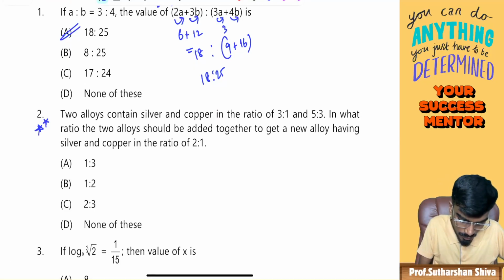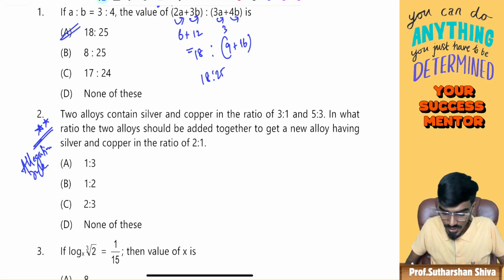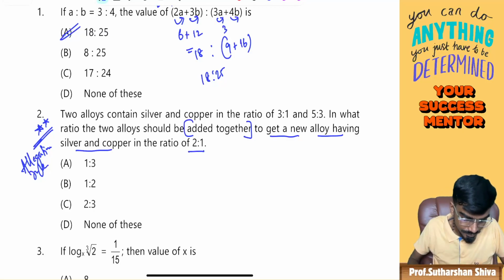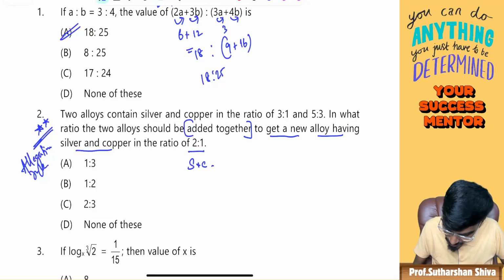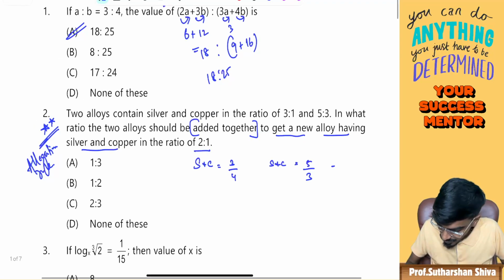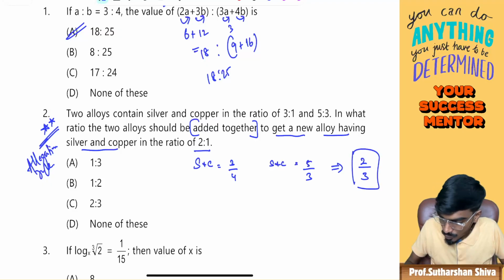Question number 2 is slightly a most important question, which is from mixtures and alligation. That is, we will be using the alligation rule. Two alloys contain silver and copper in the ratio of 3 is to 1 and 5 is to 3. In what ratio the two alloys should be added together to get a new alloy having silver and copper in the ratio of 2 is to 1. So the first alloy's silver to copper is 3 by 4. The second alloy's silver to copper is 5 by 3. These are the two alloys which we will be having. Based on that, if we add them together, we will be getting a new alloy of 2 by 3.